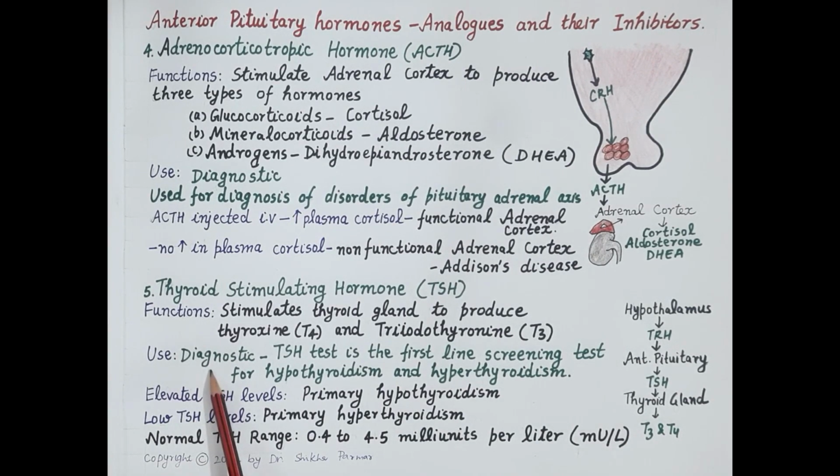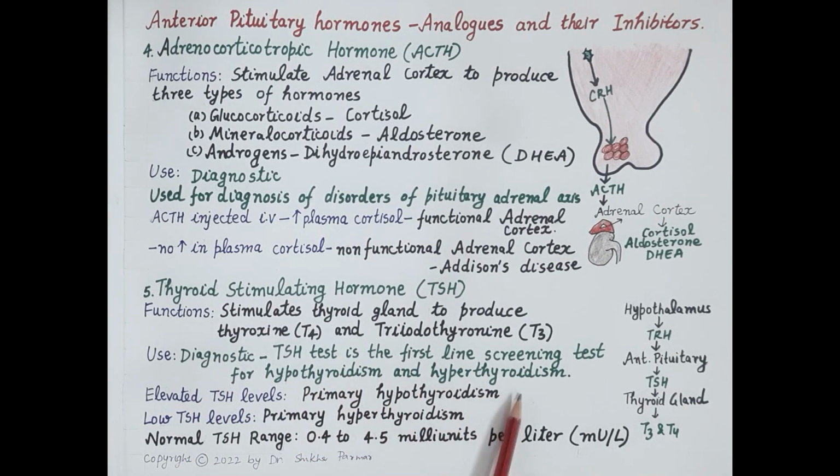Now TSH is used as a diagnostic test. The TSH test is a first line screening test for the identification of hypothyroidism or hyperthyroidism. Very important to understand here that hypothyroidism is characterized by low levels of T3 and T4, while hyperthyroidism is characterized by high levels of T3 and T4. Now let's see the normal TSH range. Normal TSH ranges from 0.4 to 4.5 milliunits per liter.